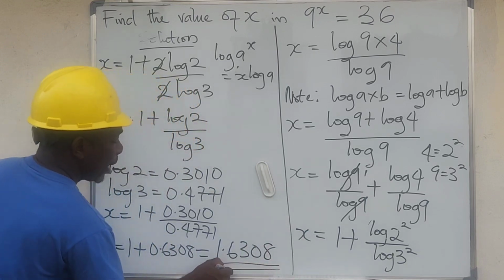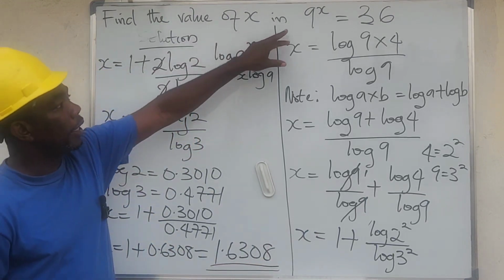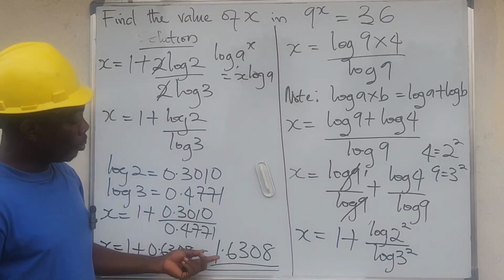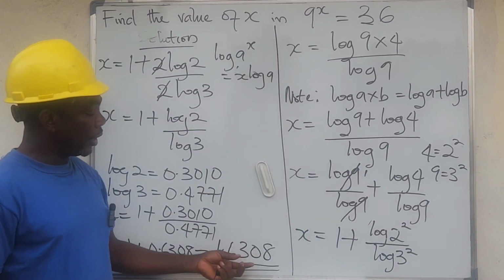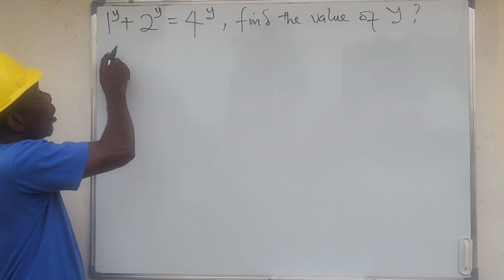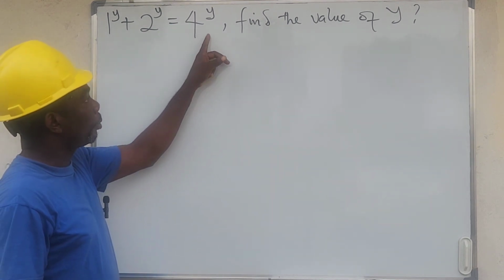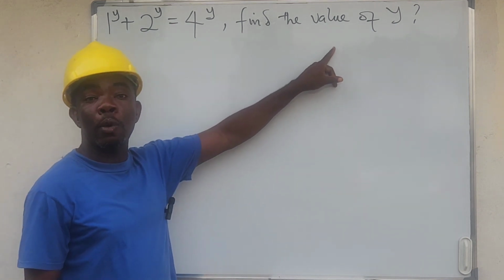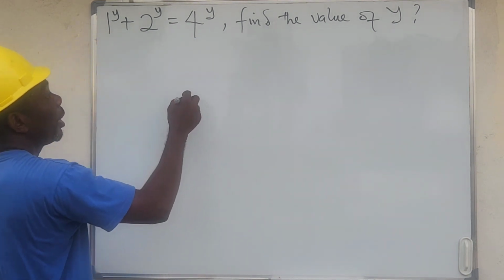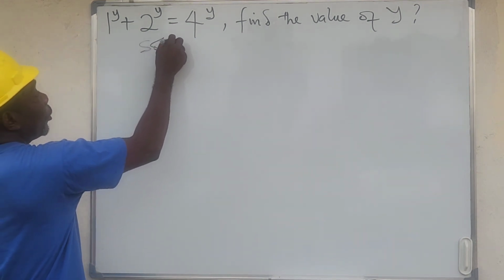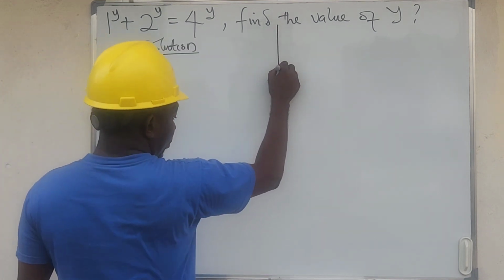So this is the value of x in this expression, 1.6308. The next one: 1 raised to the power of y plus 2 raised to the power of y equals 4 raised to the power of y. Find the value of y. In this case, we are going to find the value of y. So we have the solution.